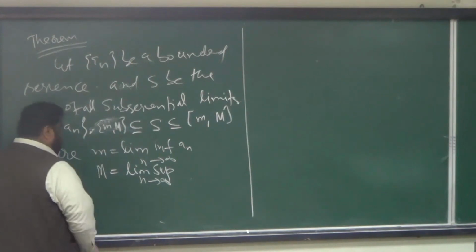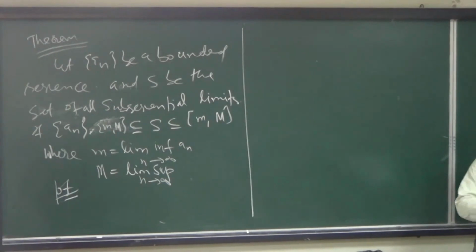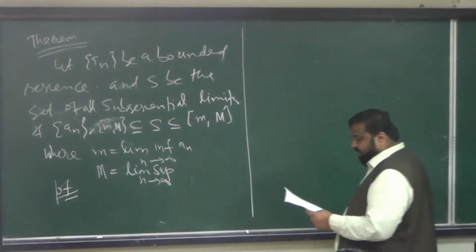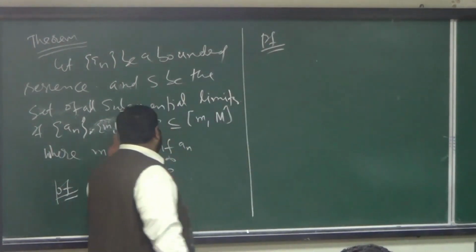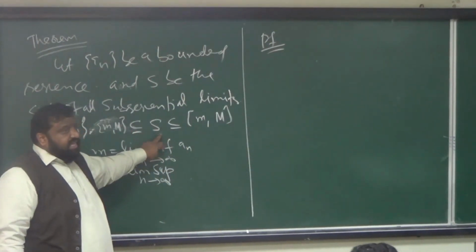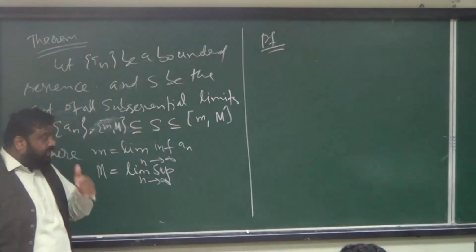So let's quickly think about the proof. These are the results that you have to keep in your permanent vocabulary. All these results are very important for the rest of your life. So here's the proof. Let's begin by showing that this m and M belong to S, and then take an arbitrary element from S and show that it must be in this interval. That's what we do.